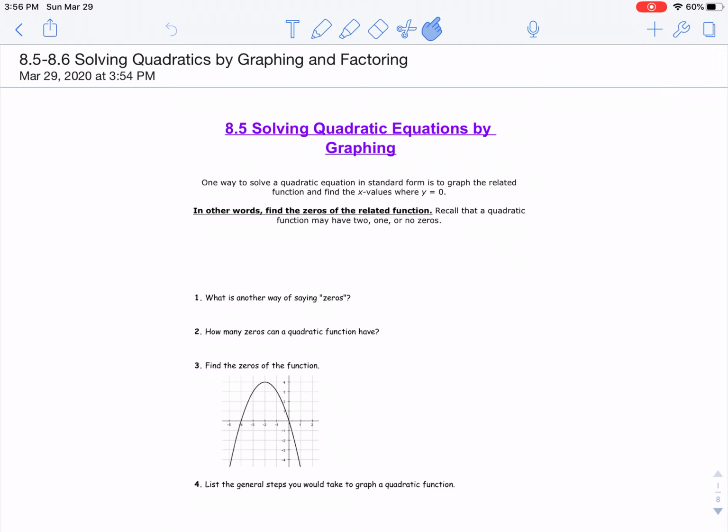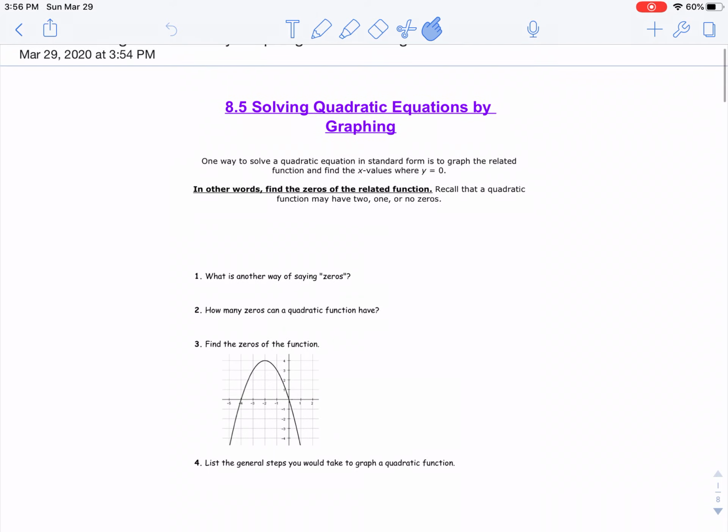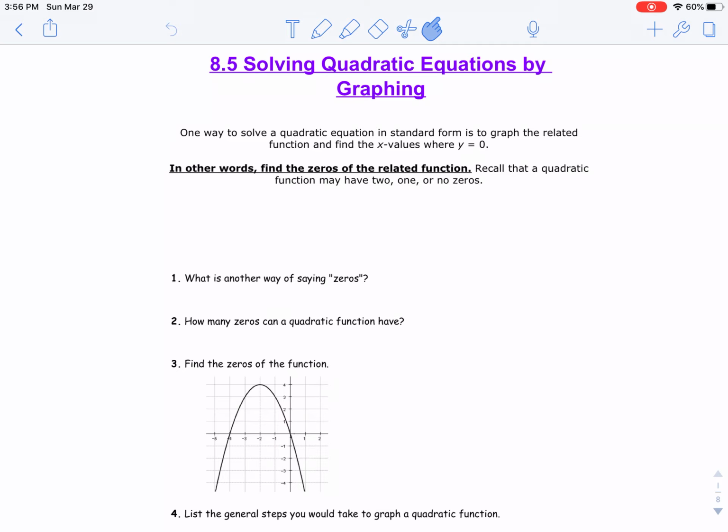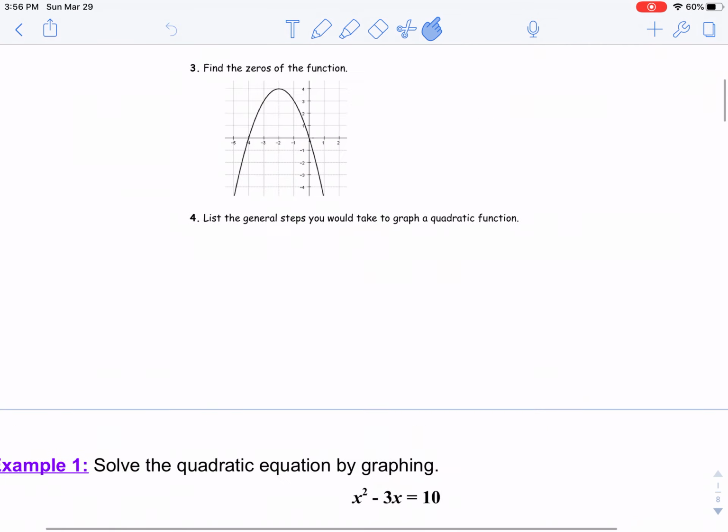We will learn 4 methods. The first 2 are combined in this one file. First method we know how to do already. It's graphing. All right, so that's why this section of this file is so short. It's only 2 slides because you should know how to graph already.